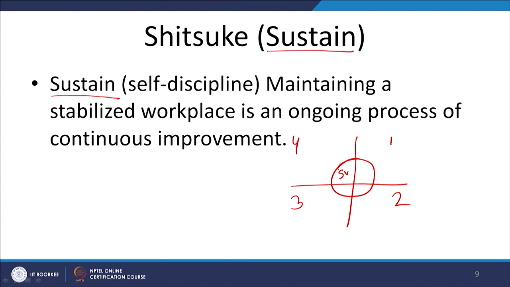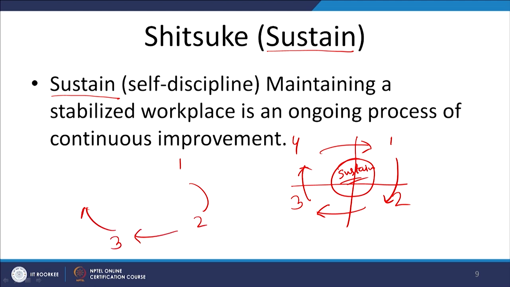So, how to develop the philosophy of the organization? So, the first four S will help you in achieving the sustainability, and that is another version of this 5S concept. We had a diagram where we discussed 5S in a cyclical manner. And we say that these 5S help us in eliminating waste.